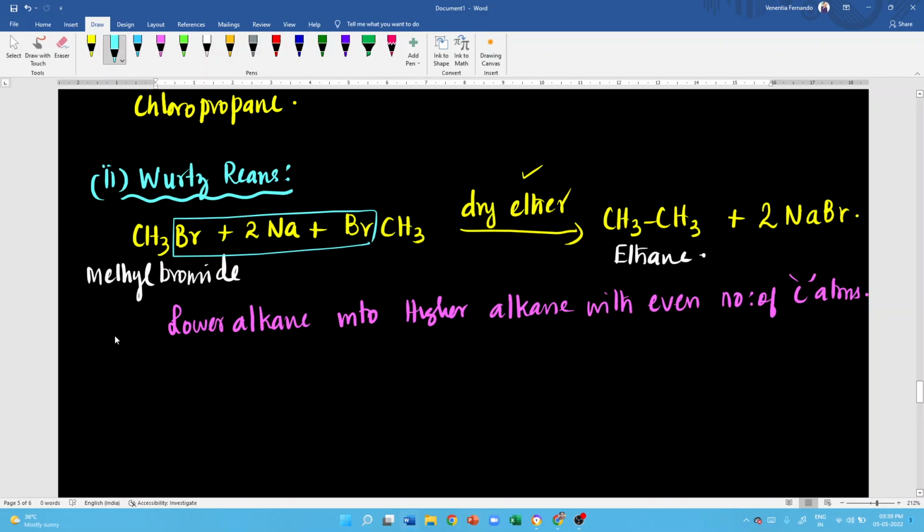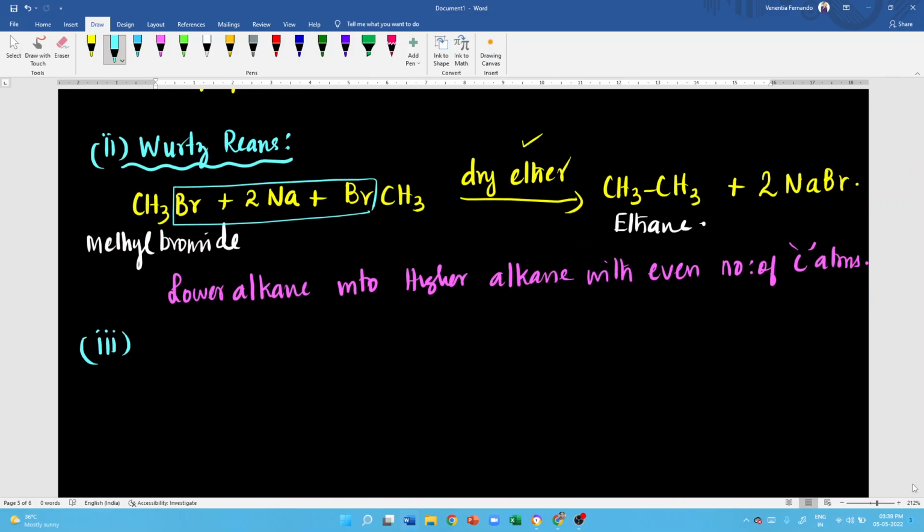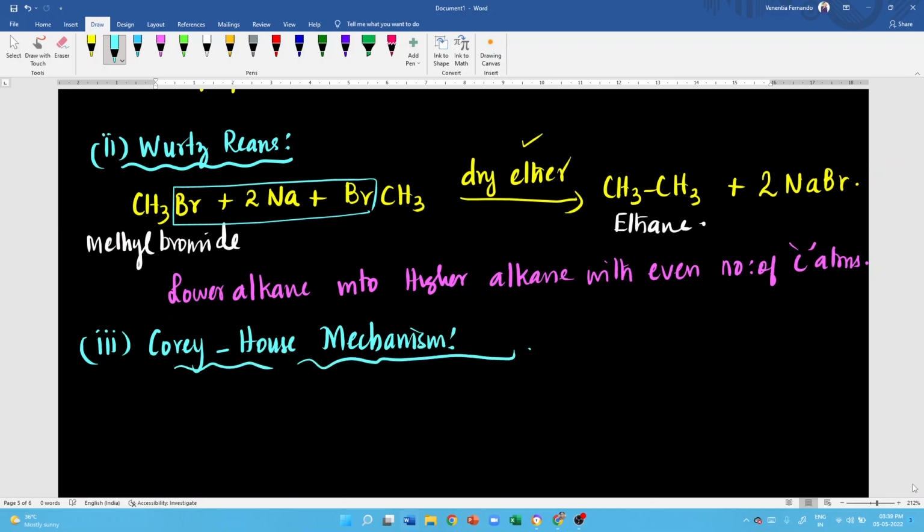Next we are going to see a method where you can prepare an alkane with an odd number of carbon atoms. The name of this reaction is Corey-House mechanism. Here I am going to take a compound called lithium dimethyl copper. Dimethyl means the methyl group twice.